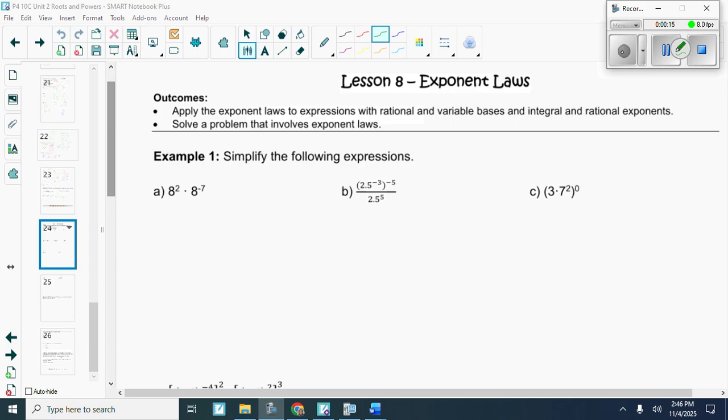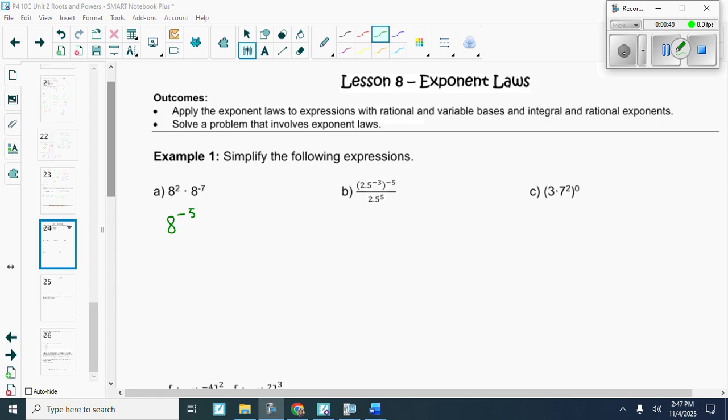So for example, same base, and we're multiplying, so we add our exponents. We have a base of 8, and we're going to go 2 plus -7. Guys, this is where your positive and negative integers also come into play for exponents. If your mental math skills could use a little bit of support, please pull out your calculator. Don't make small little mistakes. So 2 minus 7 gives us -5.